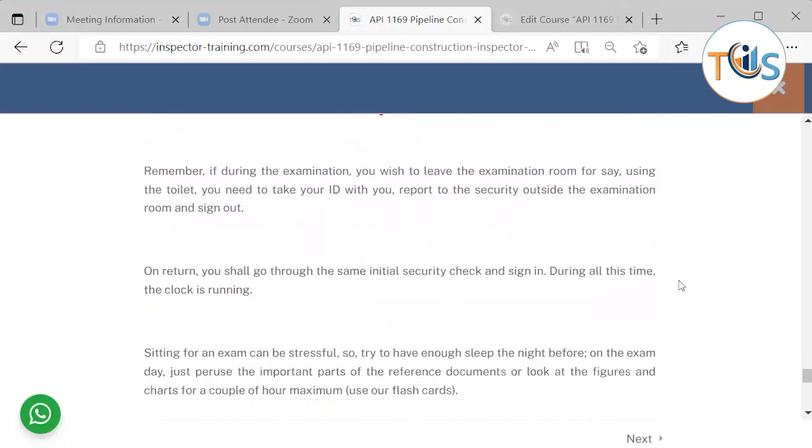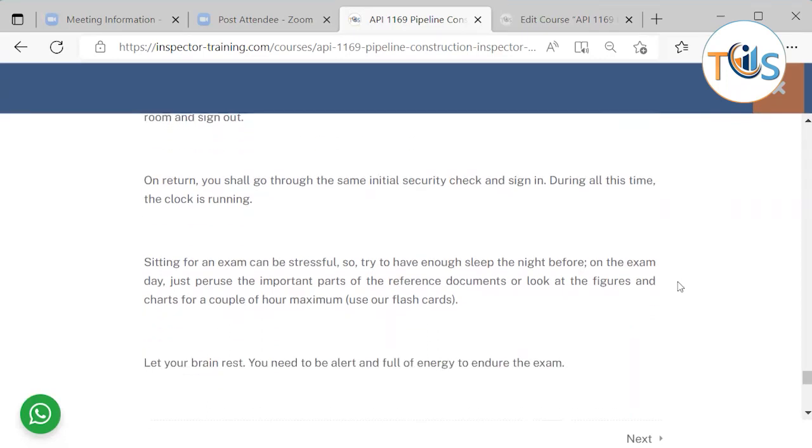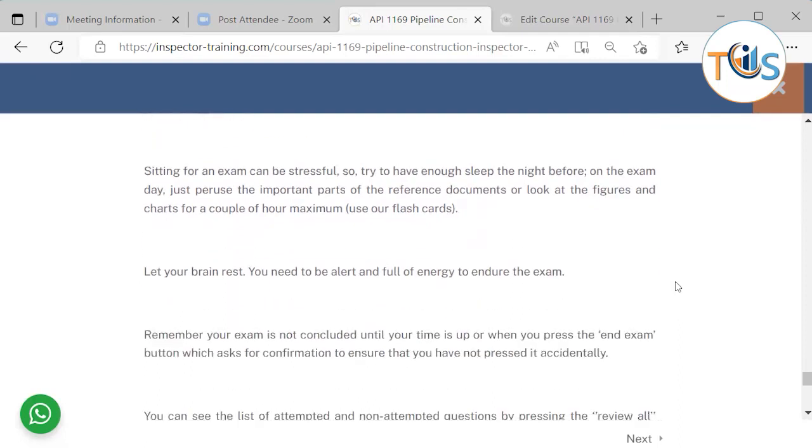Remember, if during the exam you wish to leave the exam room to, say, use the toilet, you need to take your ID with you, report to the security outside the examination room, and sign out. On return, you will go through the same initial security check and sign in. During all this time, the clock is running.